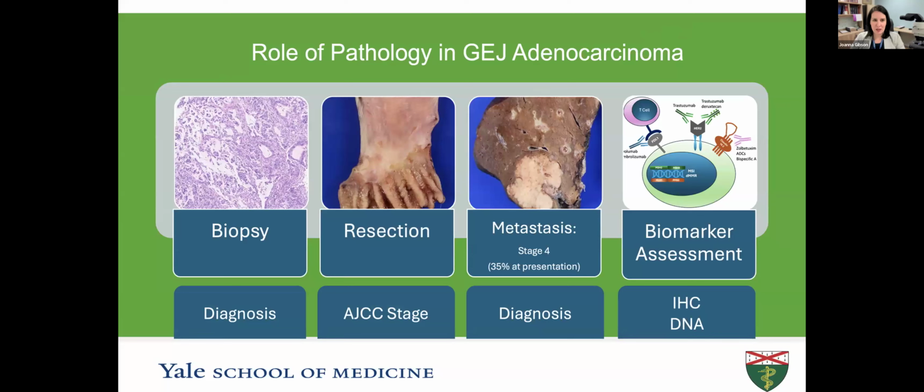So just a broad review on the role of pathology in GEJ adenocarcinomas. Obviously, pathology does the tissue confirmation of the diagnosis by looking at biopsies. We help with staging once a resection has occurred by reviewing the extent of the tumor and lymph nodes. We also assess metastases in a lot of different ways. And the main thing that we also contribute that has impact on how patients are treated is biomarker assessment. In particular, I'm going to talk about the IHC biomarkers.